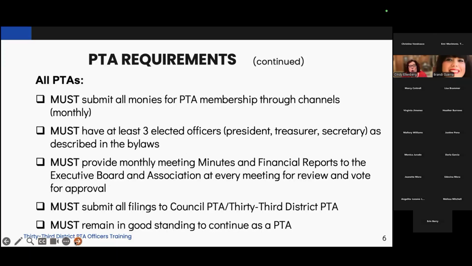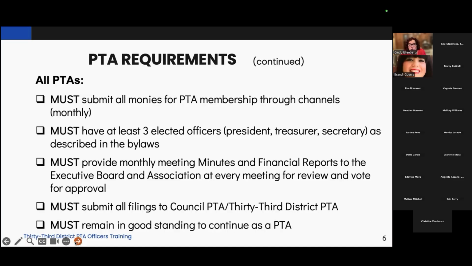PTAs must submit all money for PTA membership through channels monthly. You can't just keep it at your unit or at council. It's the money that belongs to the other organizations: state PTA, 33rd District, National PTA. And in order to be a member, those monies need to be sent up. In addition, you must have at least 3 elected officers, the president, treasurer, and secretary at all times.